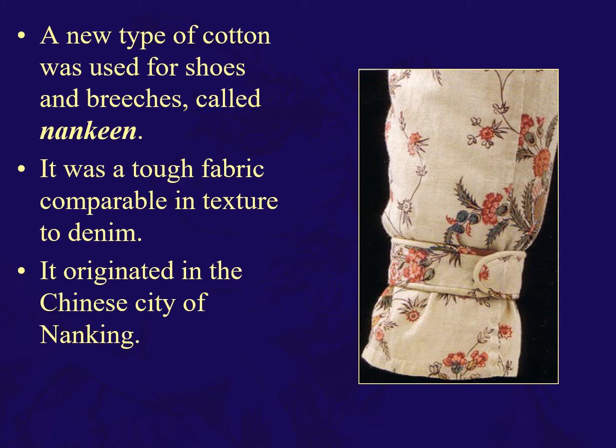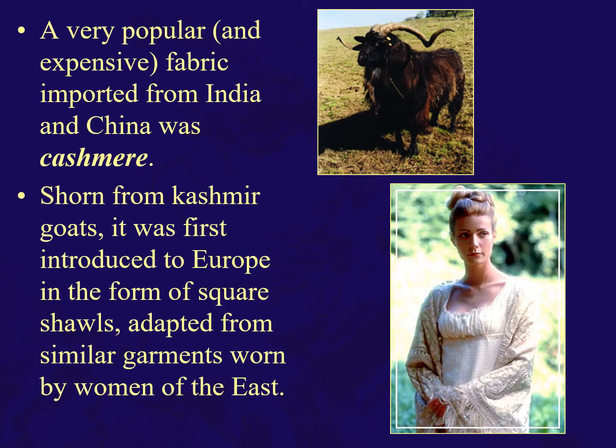Here's a new type of cotton used for shoes and breeches called Nanking. If you can see the texture, you can see it's very tough. It dyes extremely well, and is very comparable in texture to denim. This first originated in the Chinese city of Nanking. So Nanking is not a fabric per se, it is a type of cotton fabric called Nanking, obviously.